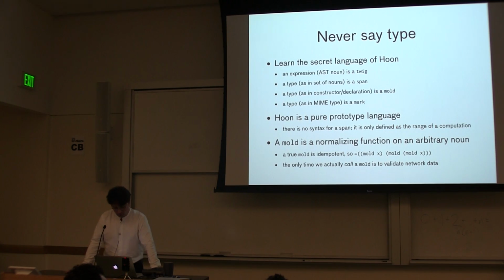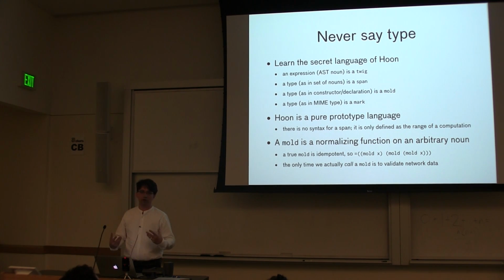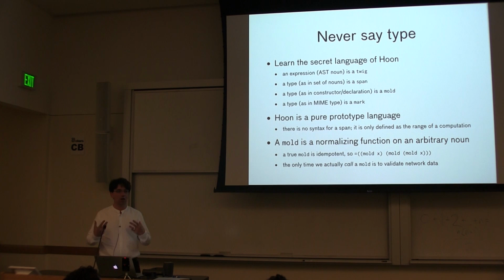A little more about Hoon. This has brought us in for some criticism, but since Hoon has its own way of doing things, we invent a lot of terms, because the ordinary terms tend to be confusing. We also have a four-letter name convention going on. So an expression, or an AST, is a twig.